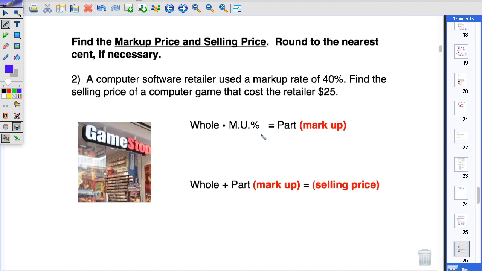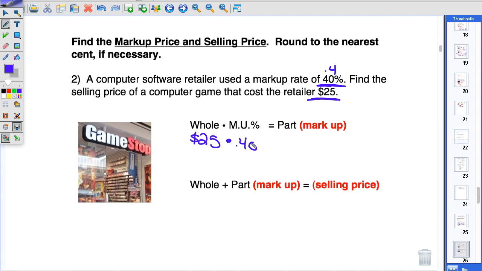Find the markup price and the selling price, round to the nearest cent if necessary. Number 2, a computer software retailer used a markup rate of 40%. Find the selling price of a computer game that cost the retailer $25. So we have a 40% markup, and the retailer is buying it for $25. So that would be your whole amount, what you're buying it for, times your markup as a decimal.